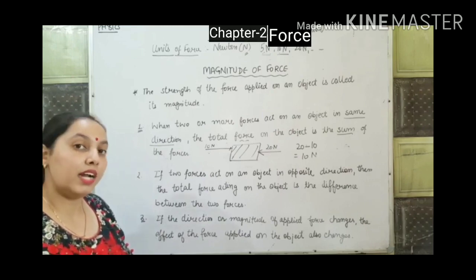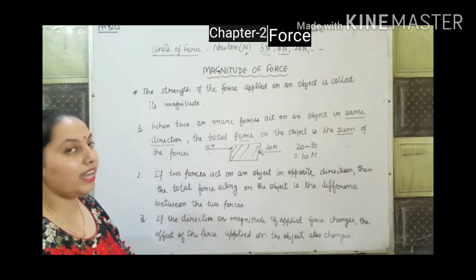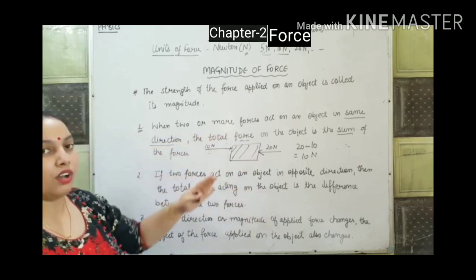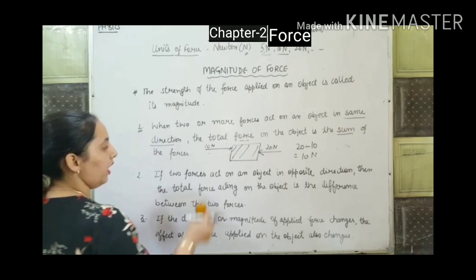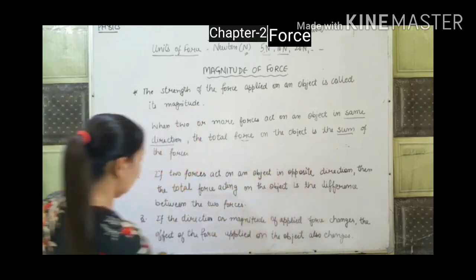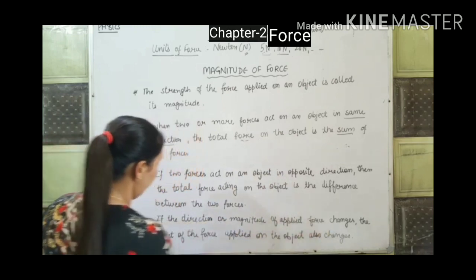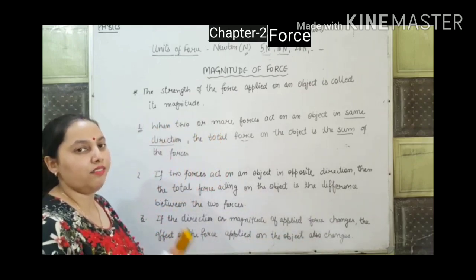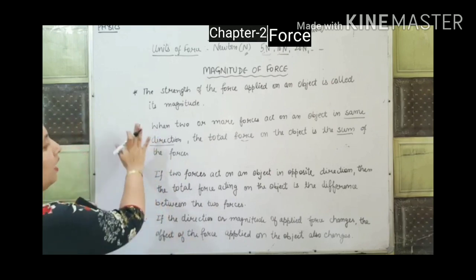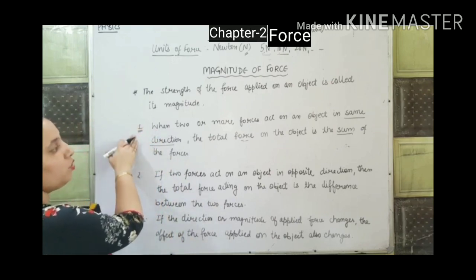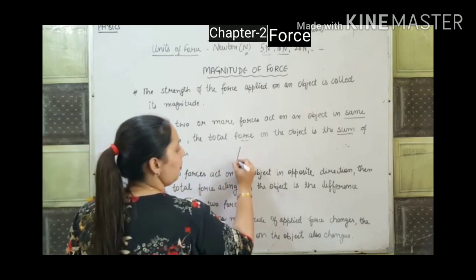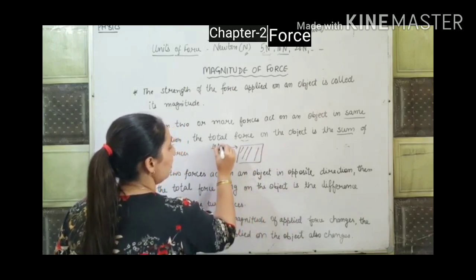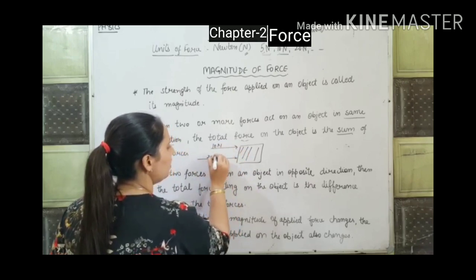Now what about the direction? So now let's understand the direction, if the two forces act on the body in the same direction and if the forces act in opposite directions. Okay. So this is the third case. If the direction or magnitude of the applied force changes, the effect on the object also changes. If the direction is changed, the effect is also changed. Firstly, we talk about the direction when two or more forces act on an object. Same example, body taken, I am applying force in this direction, 10 Newton. My friend also came, he is also applying 20 Newton force in the same direction.